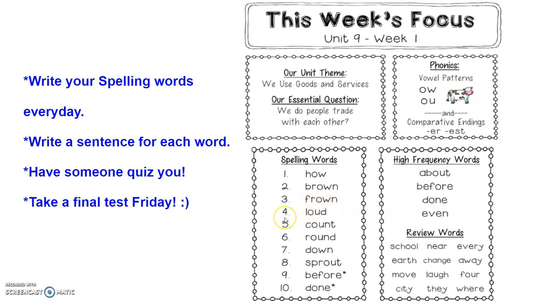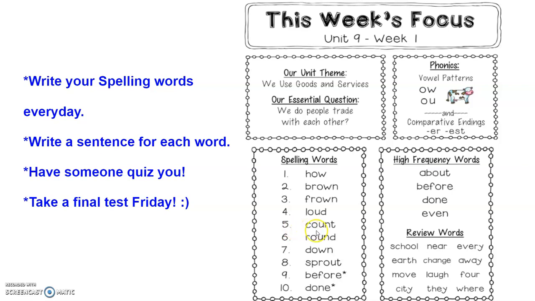Frown. Number 4, the word is loud. We spell it L-O-U-D. Loud. Our sounds are L, ow, d. Loud. Number 5, the word is count.